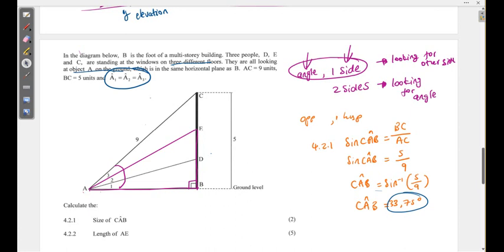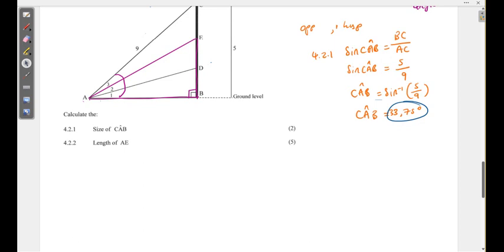Let's say you are solving for 4.2.2 here. Now, if you say 33.75 degrees, you divide it by 3, what are you going to get? 33.75 divided by 3. Yes, you get 11.25 degrees. Which means that A1 is going to be 11.25 degrees, this one is going to be 11.25 degrees, and then this one is going to be 11.25 degrees.